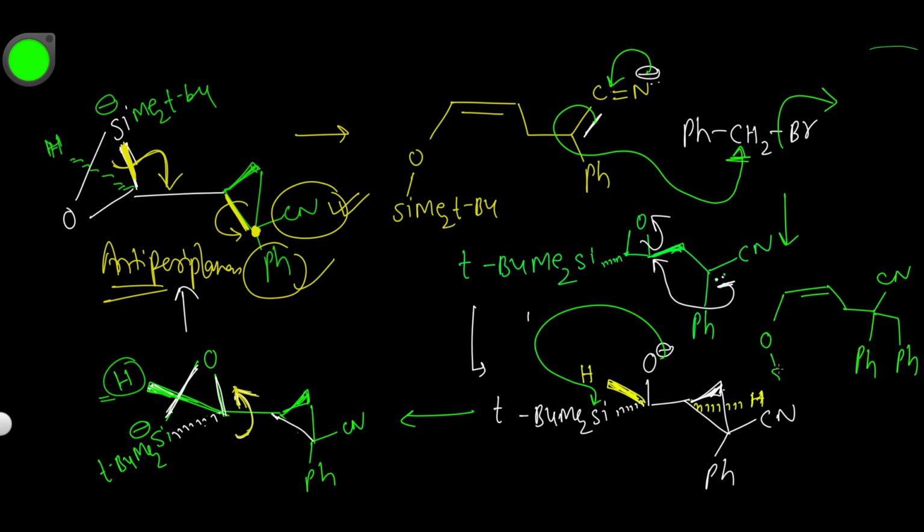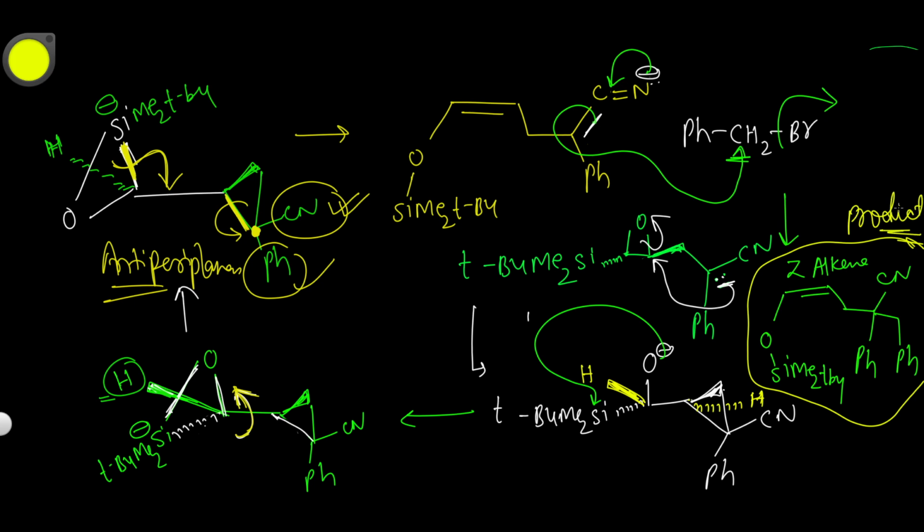Now you have something like this. Here is the O, SiMe2 tBu. This is our product. Here the Z alkene will be formed. Z alkene will be formed, and this is our product. Let me underline this so you can see clearly. This is our product. Okay.